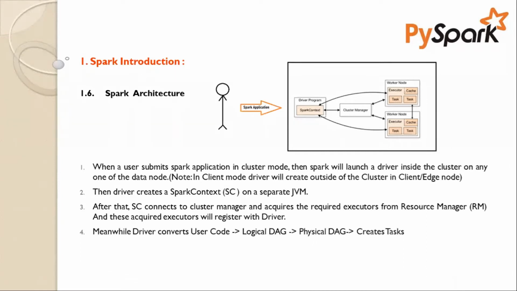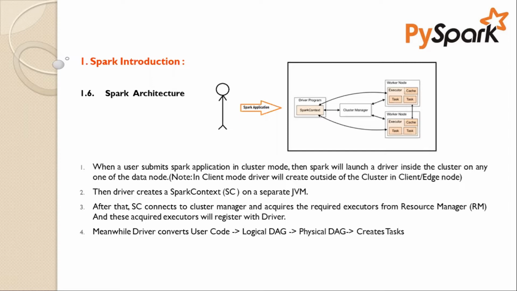And the fourth step. The third step is mainly handled by SparkContext, right? But meanwhile, what will the driver do? Driver will convert the user code, whatever code we submit, into a logical DAG, and then based on that, it will create a physical DAG. Based on this lineage or directed acyclic graph, it will finally create tasks. If you remember previous slides, I told you, finally it will create tasks. Don't worry about what logical DAG or physical DAG is. We'll see when we execute a real-time program.